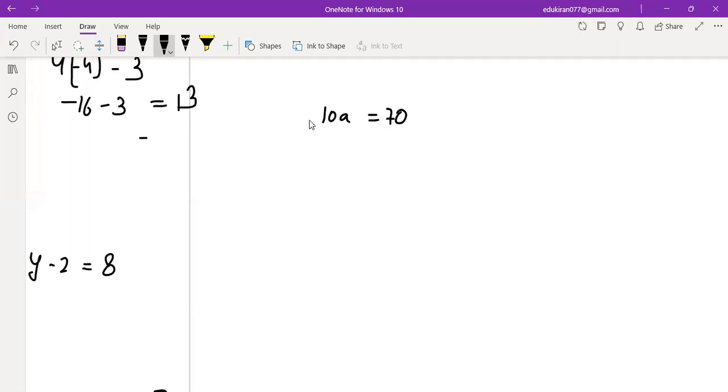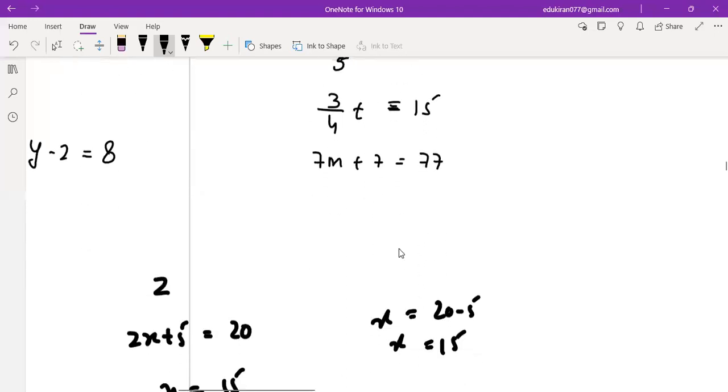Okay, ma'am. Next is the number b divided by 5 gives 6, right? So b divided by 5 is giving you 6, right? Yes, ma'am. Next is 3/4 of t. So 3/4 of t gives you 15. Is equal. Yes? Ma'am, minus. No, no, it's equals to. Okay. Now, next one is 7 times m plus 7 gets you 77. So 7 times m plus 7 will give you 77. Clear? Yes, ma'am.